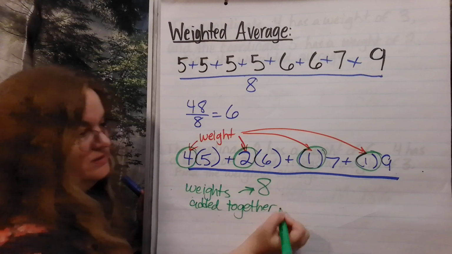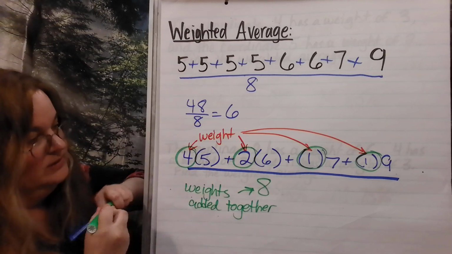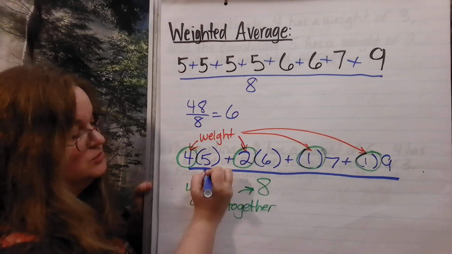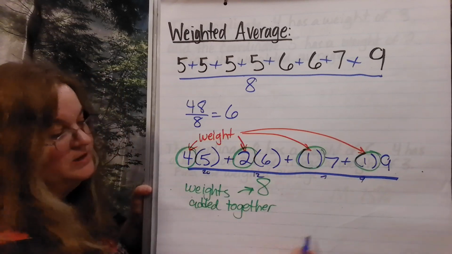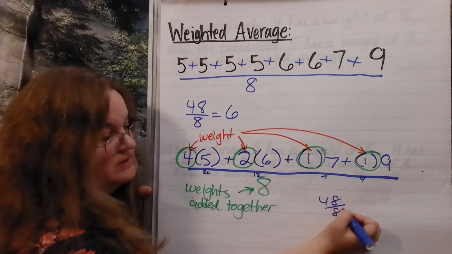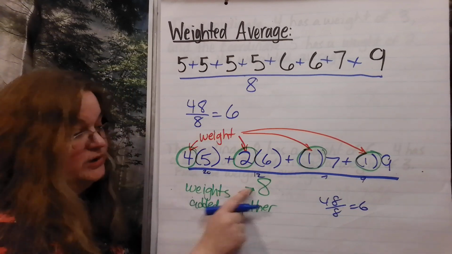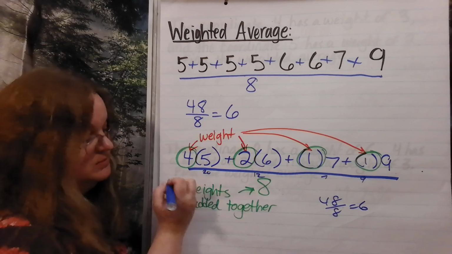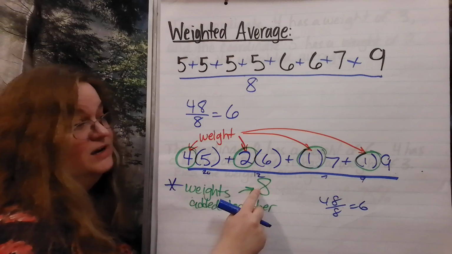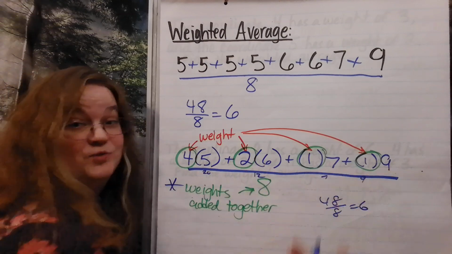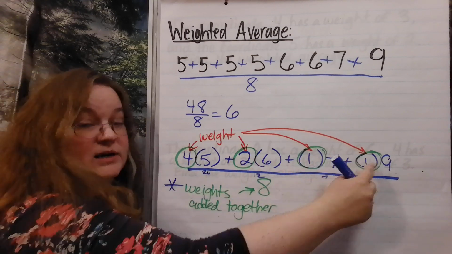And we'll look at some other examples. But 4 times 5 is 20. So this is 20, 12, 7, and 9. I add them up, I get 48. I still do 48 divided by 8 and get 6 because it's the same problem. But again, these are the weights added together. This is the most common error that people make. They get this part right, and then they divide by 1, 2, 3, 4 groups, so they do 4 instead of the weights. So just take the weights and add them together.